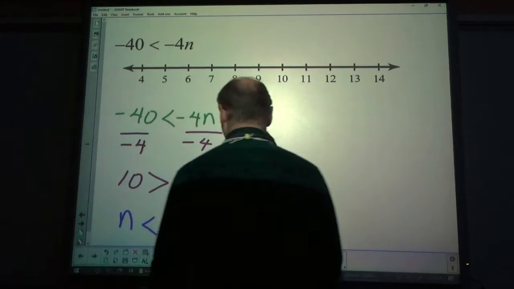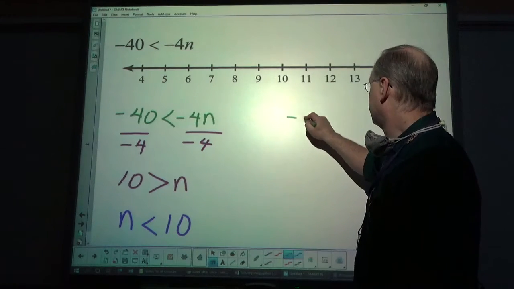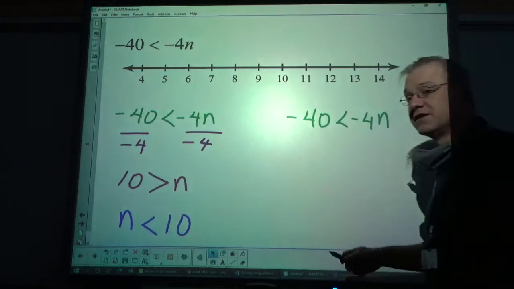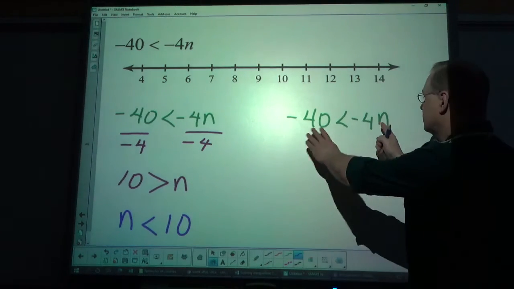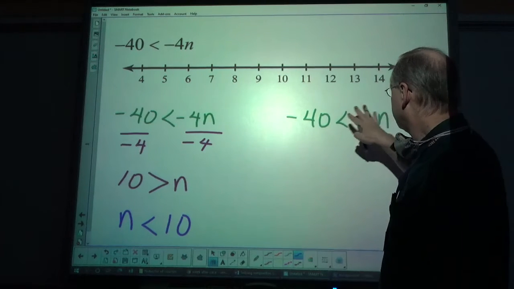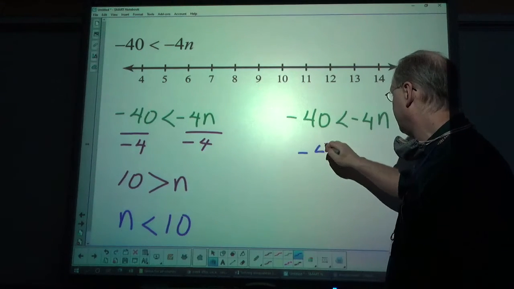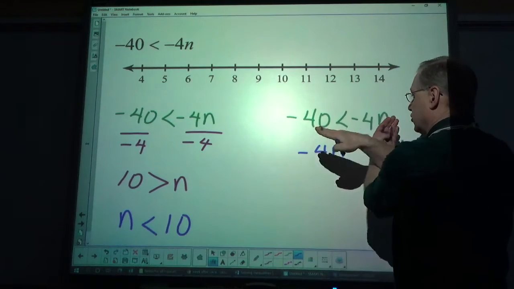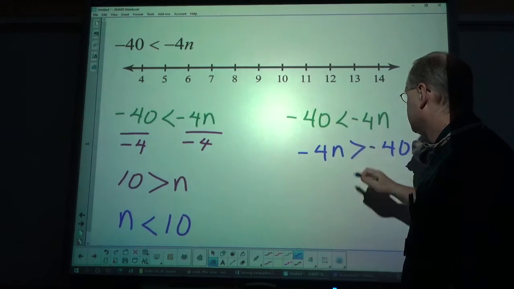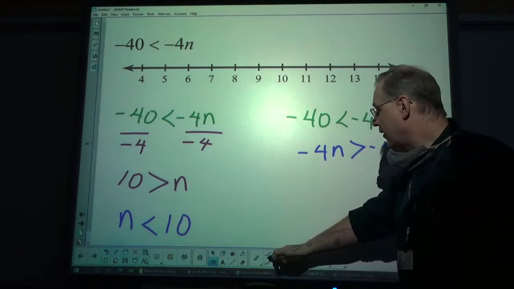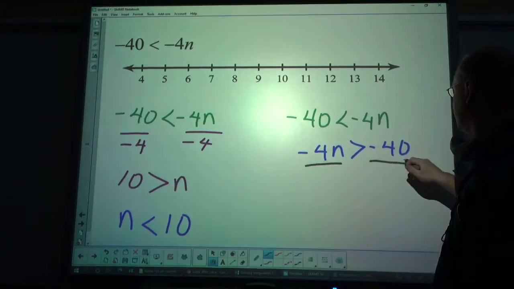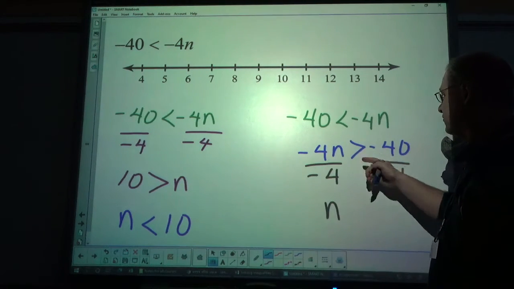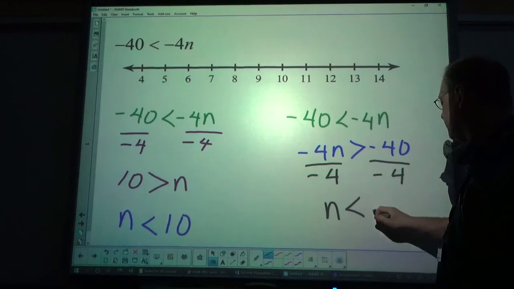The other way you could have gone about this is move the stuff first. I'm going to switch sides. So I'm just going to take this and put it over here, this over here. Negative 4n, negative 40. So I've turned it around, so I'm going to turn the inequality around, and this becomes a greater than symbol. Now I can go ahead and divide both sides by negative 4. N, now I divided by a negative, so I have to turn it back around, is 10.